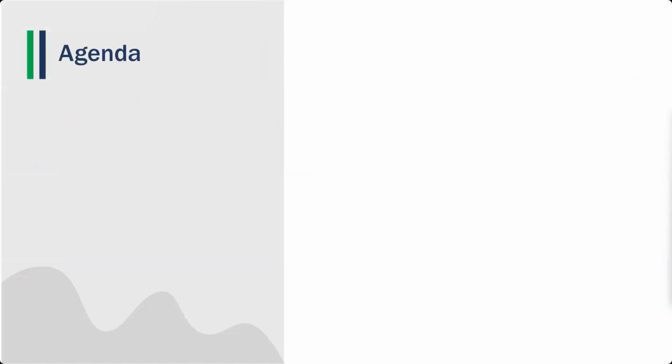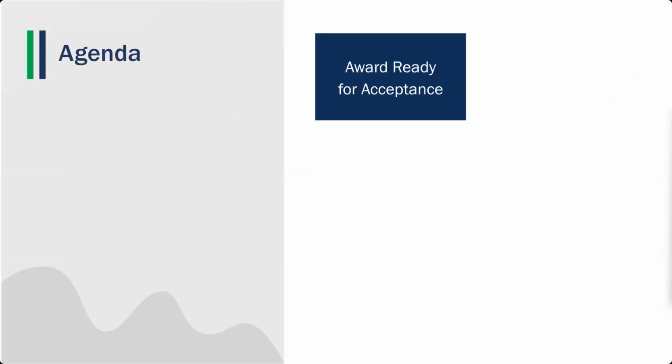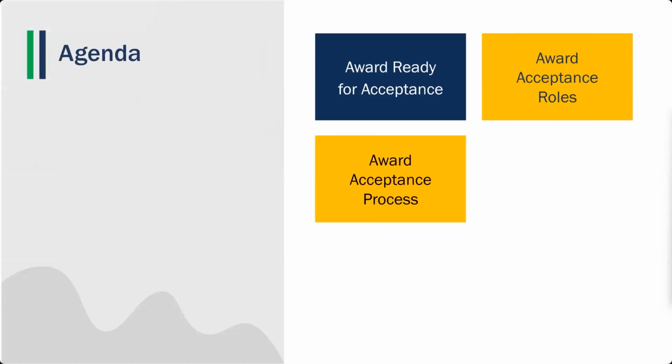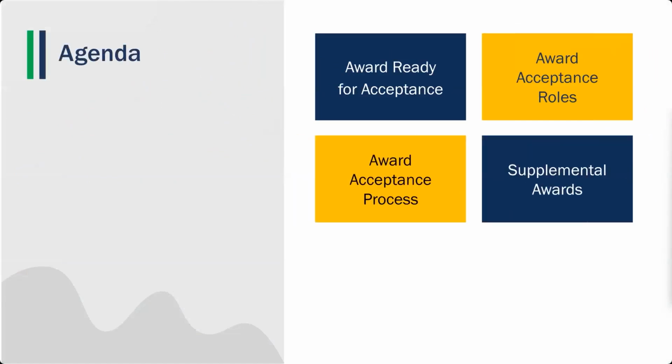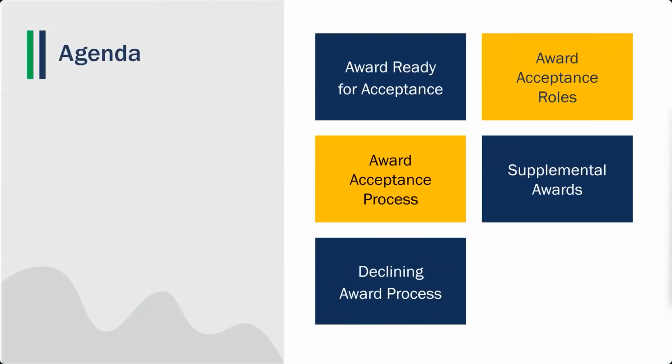Now, at the end of the session today, you should be able to identify when an award is ready to be accepted, discuss which JustGrants user roles are important in the process, explain the process of accepting or declining an award, and then be able to identify where you can find resources to guide you through this process.